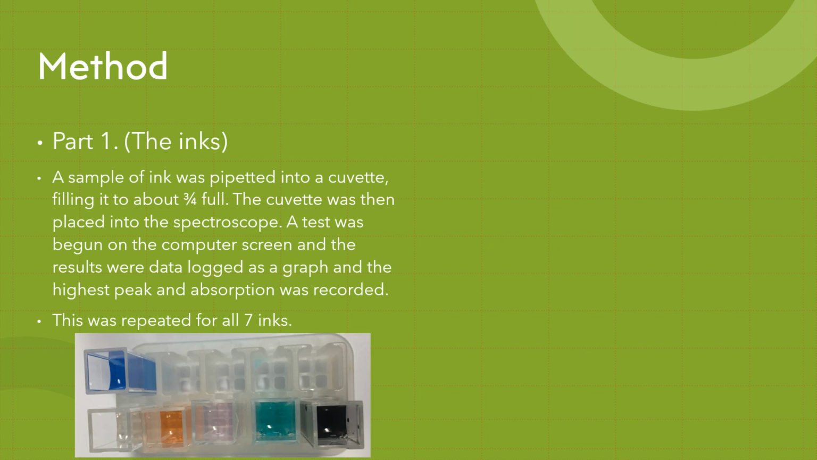In the first part, we took samples of 7 different inks and placed them into a cuvette, filling it to about 3/4 full, before it's placed in the spectroscope and a test was run on the computer, where the computer logged the data as a graph, and the highest peak and wavelength was recorded into our lab books. It was then repeated with all 7 inks.